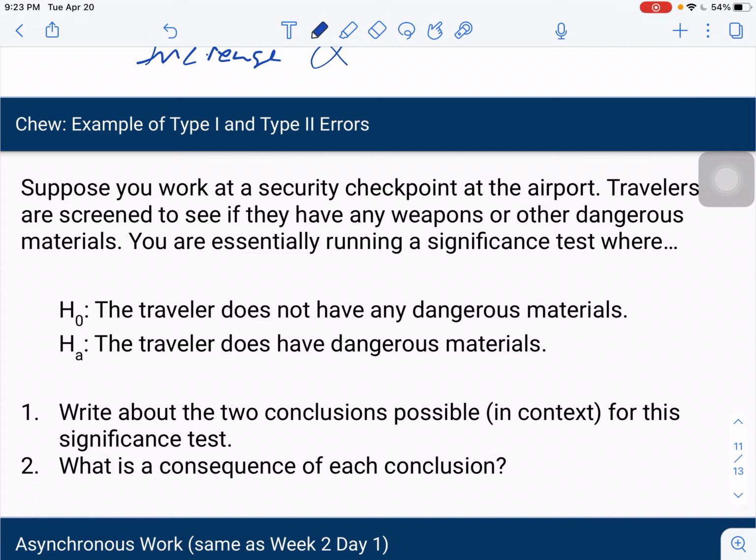So if we think about a consequence of a type 1 error in this case, basically it would slow down the screening process. You'd be conducting further screening measures on somebody who doesn't in fact have any dangerous materials on them. Probably also going to make them angry, but that would be a type 1 error.